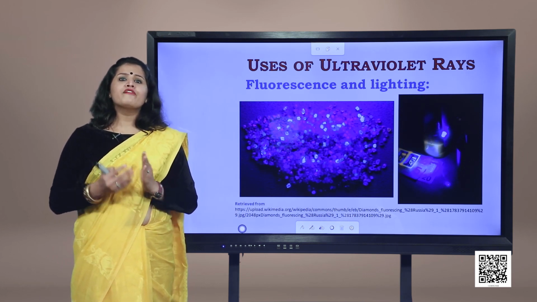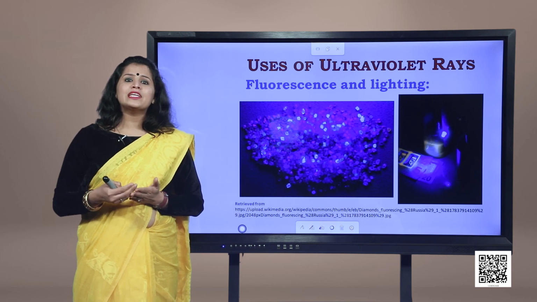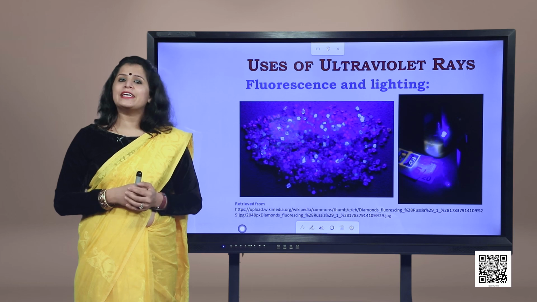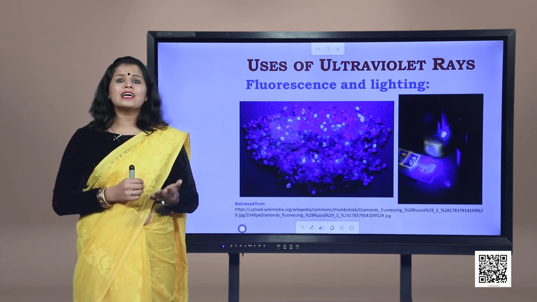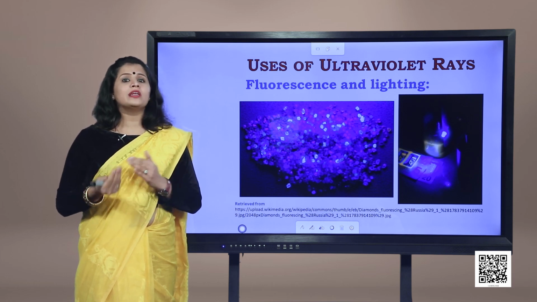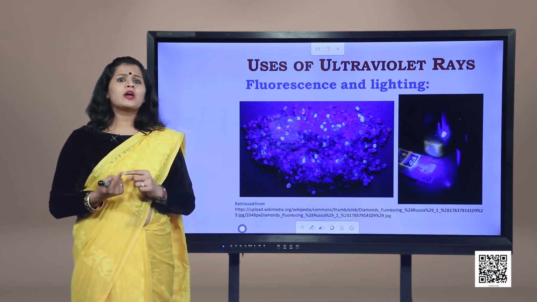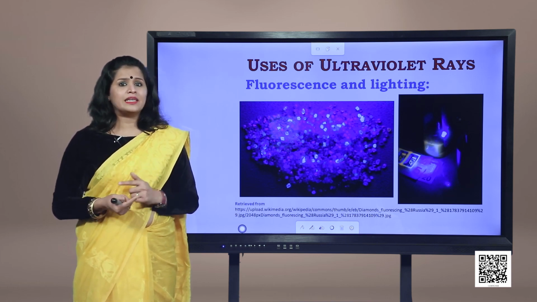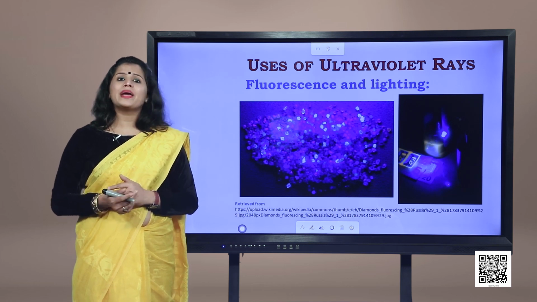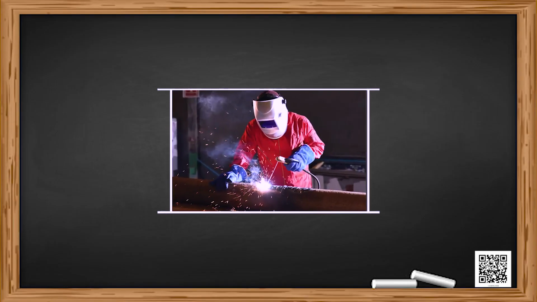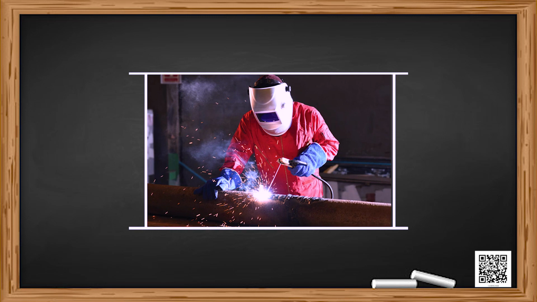When UV rays fall on certain materials, they may cause fluorescence, that is, emit electromagnetic radiation of lower energy such as visible light. UV rays are also used in lamps. Two images are visible on your screen which depict fluorescence and lighting. You may find many such examples of UV rays in your daily life. Explore them. On your screen, you can see a welder with a helmet.